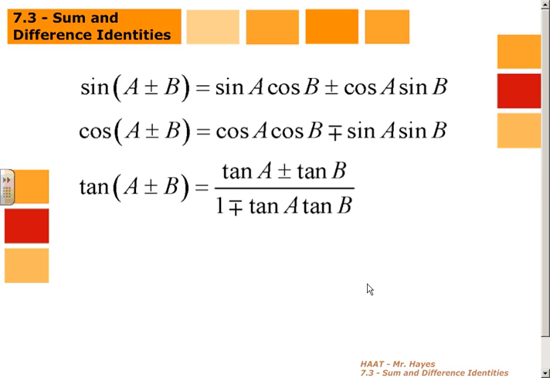In all seriousness, here we go with Sum and Difference Identities from Chapter 7. Go through a couple of examples. First of all, here are the formulas that we went over in class.